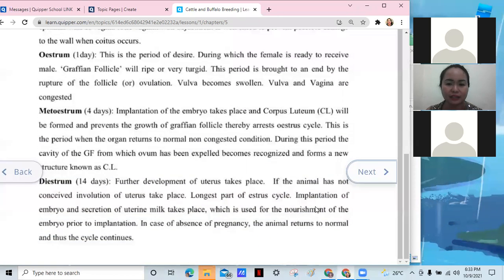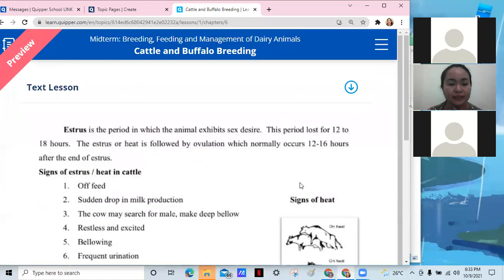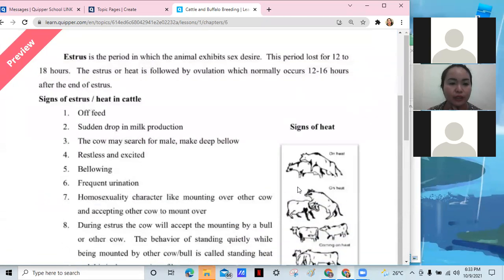May mga animals kay walay menstruation. So kasi in the case of human, katong ovum na wala na-fertilize, they will just become waste as menstruation or blood waste. So the estrus is the period in which the animal exhibits desire for sex, and the period lasts for 12 to 18 hours lang, no? Within 1 day ra gid siya.